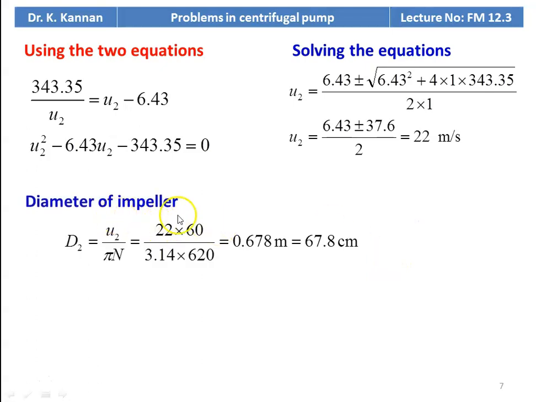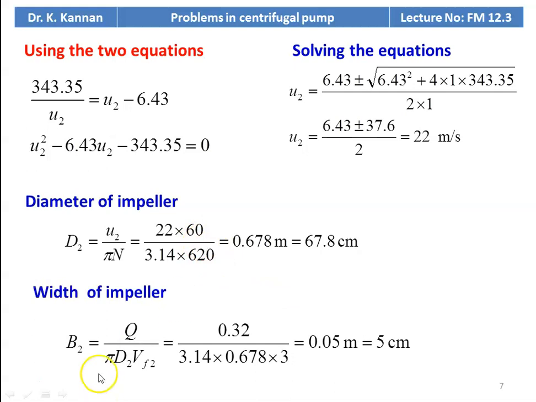Now we calculate the diameter of the impeller, D2 equal to U2 by pi into N. So U2 is the peripheral speed, U2 equal to pi D N by 60. Using that equation, 22 into 60 divided by 3.14 into 920 equal to 0.678 meters, which is 67.8 centimeter. The U2 we have to substitute in RPM, so that is why we multiply by 60 to convert to meters per minute.